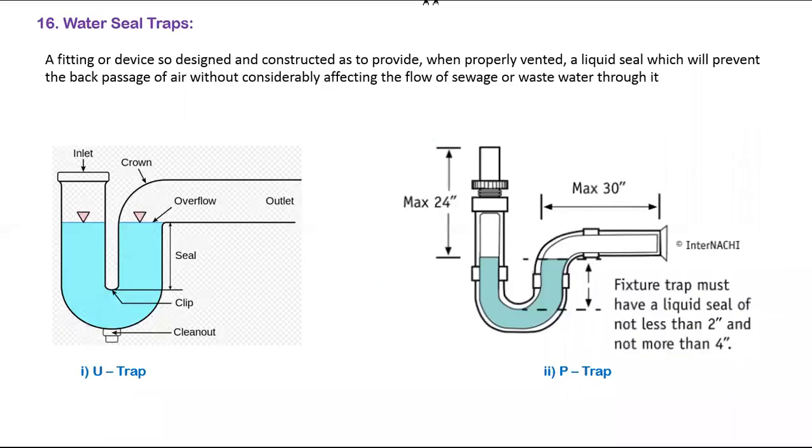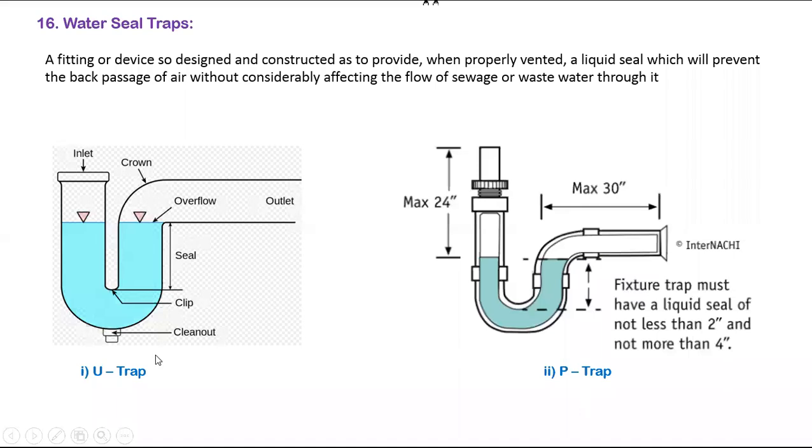Types of drop. This is called the U drop. The inlet has to be connected with the wash basin or some other fixtures. The water will come in here like this and go out like this. Always stagnant water will be there at a level. That is called the water seal.